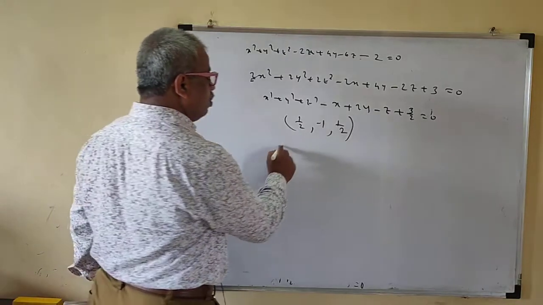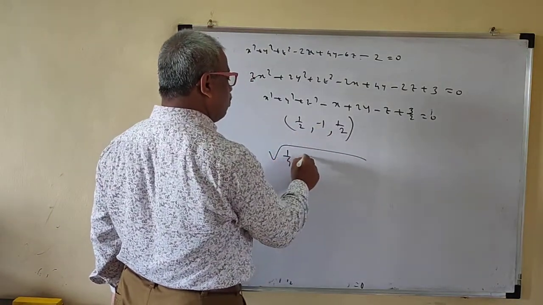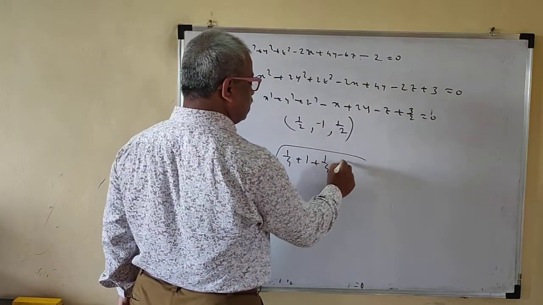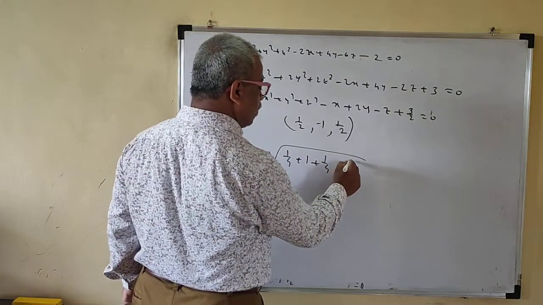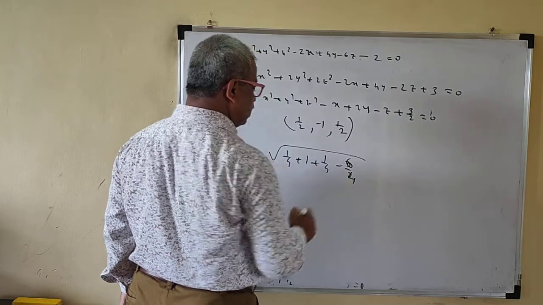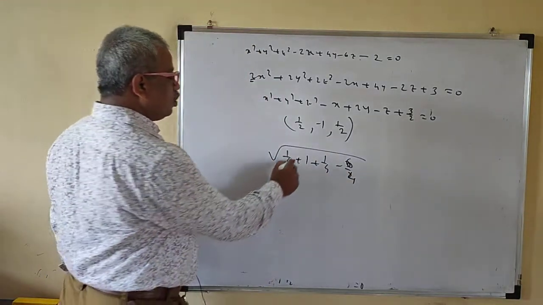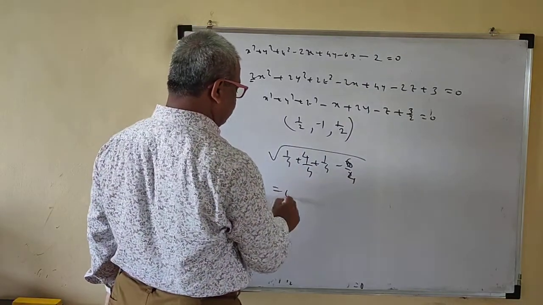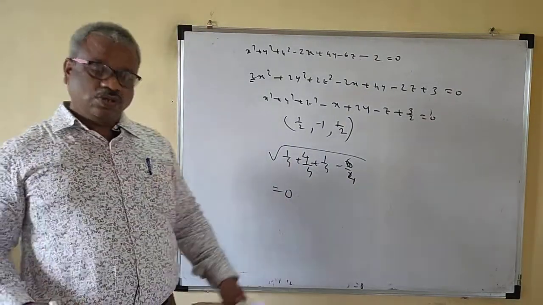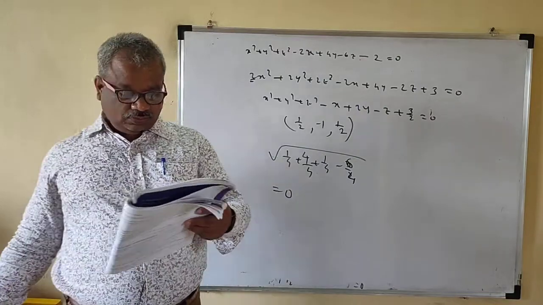Find out the radius now. Just take the square of these. 1/4 plus 1/4 minus 3/2 now. Minus 3/2 means minus 6/4. So this is 4/4 again, minus 6/4. So what is this? This is 0 then. Your radius is 0.